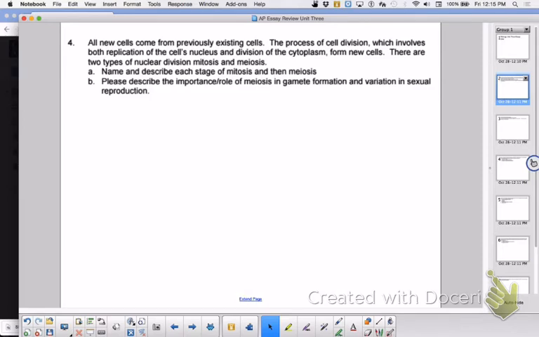There are two types of nuclear division, mitosis and meiosis. So on A, name and describe each stage of mitosis and then do the stages of meiosis.